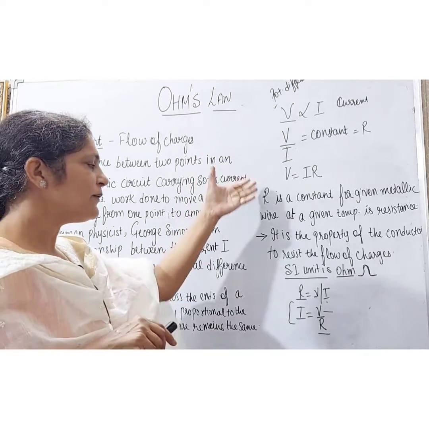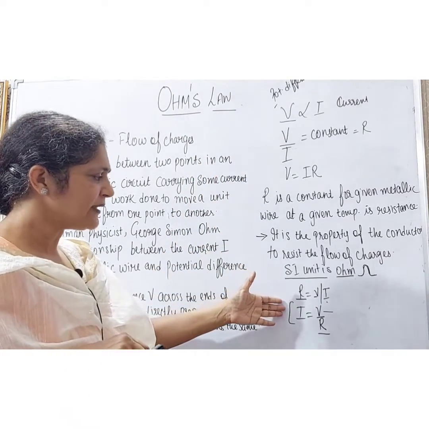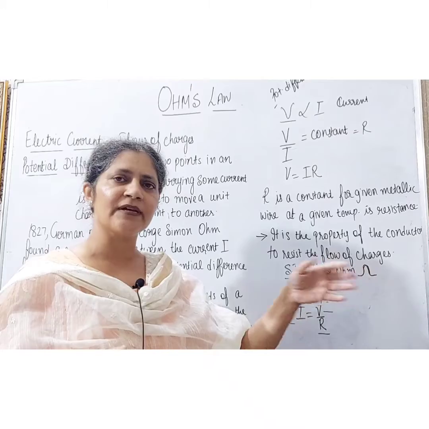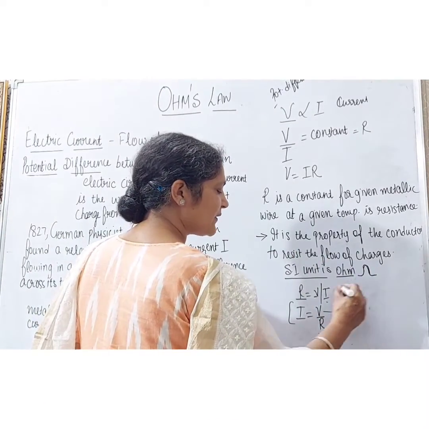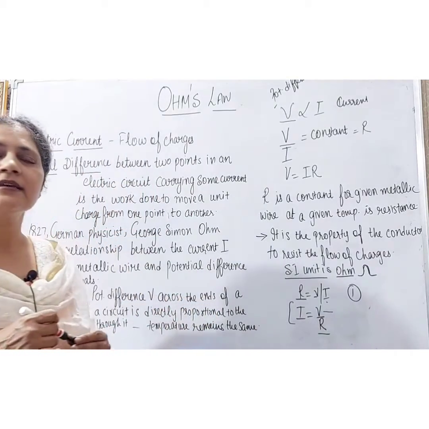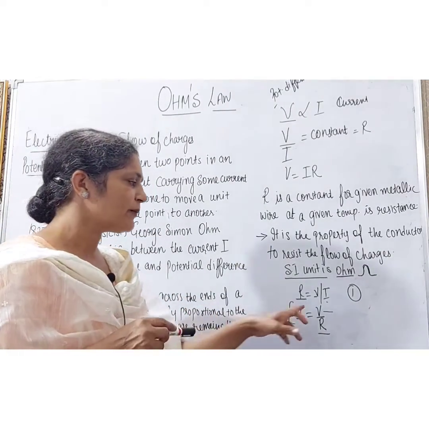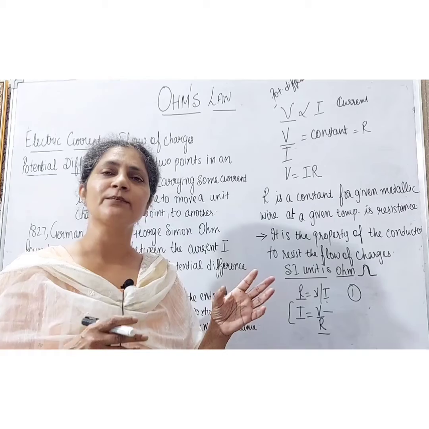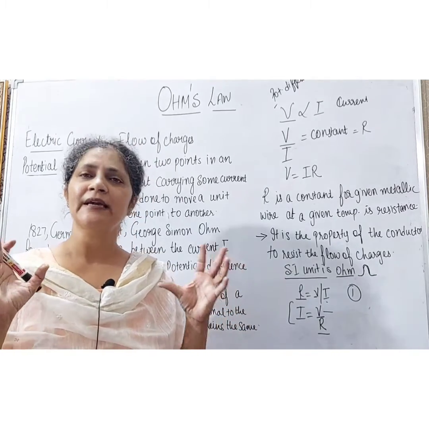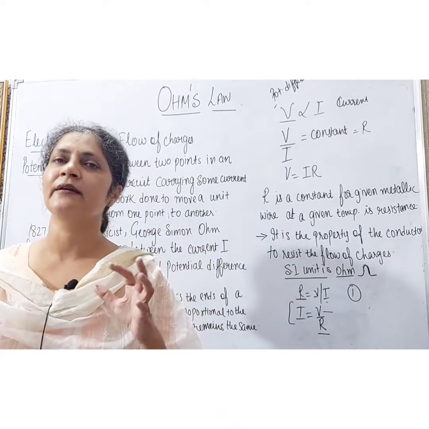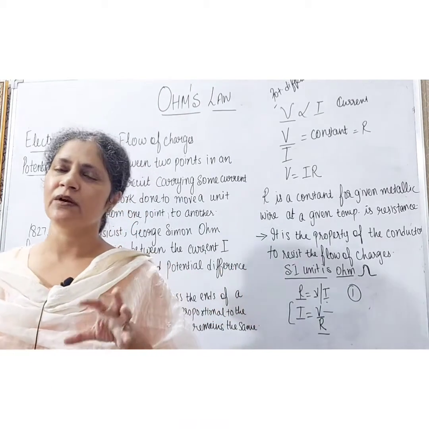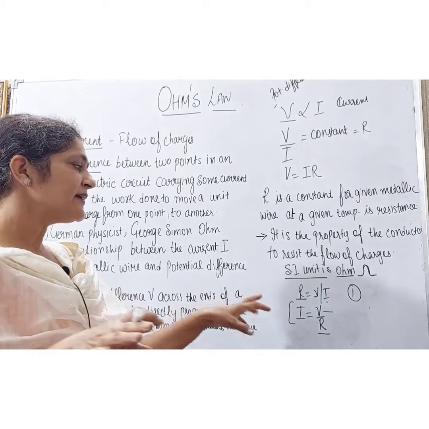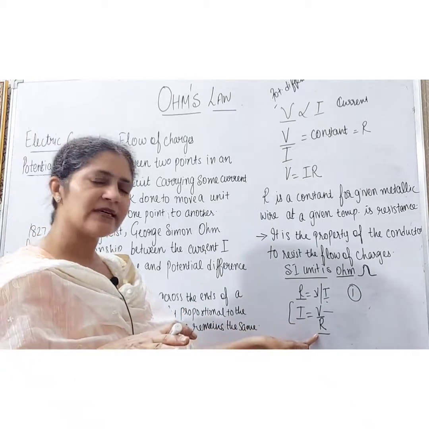So from here we concluded that the electric current is equal to potential difference upon resistance. Now we have concluded two points: the electric current is directly proportional to the potential difference. If the potential difference is doubled, the electric current will also get doubled. If the potential difference is halved, the electric current will also be halved. And it is inversely proportional to resistance.